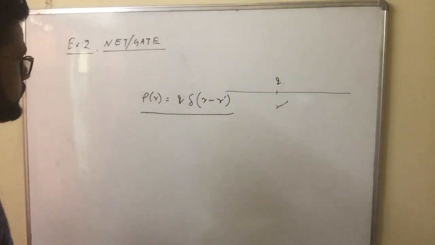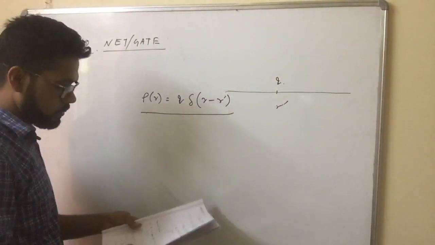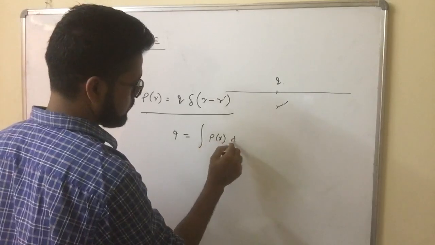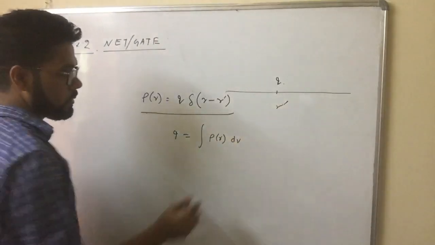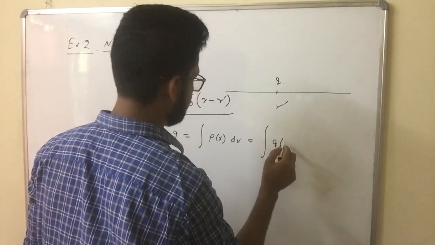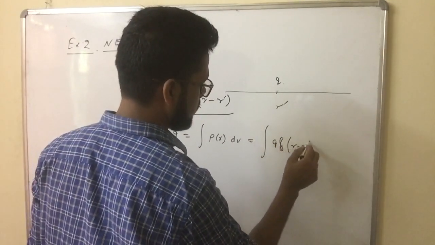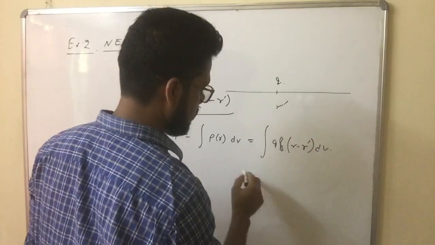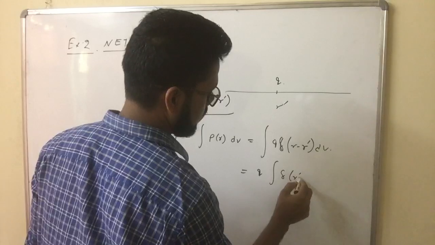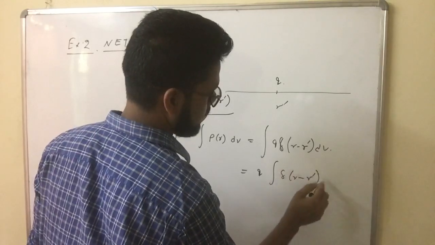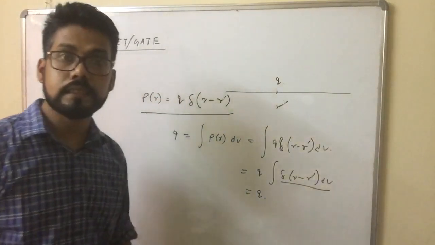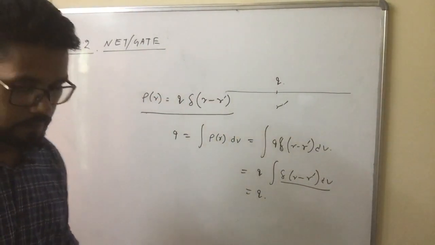Now what is the total charge? If you calculate the total charge, Q equals integral of rho d tau. Rho equals what? Integral of Q times delta function of r minus r dash d tau, or Q comes out, integral of delta of r minus r dash d tau. It is the area of the delta function, which is Q. Do you understand? This is the application of the delta function.